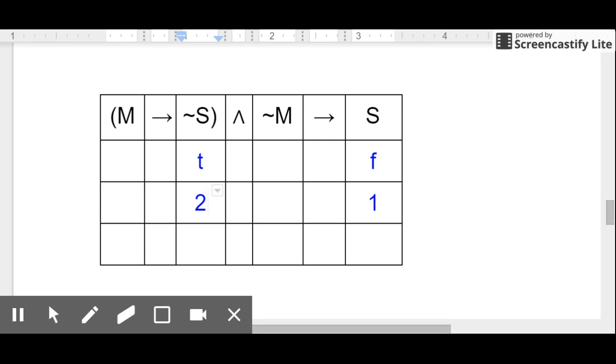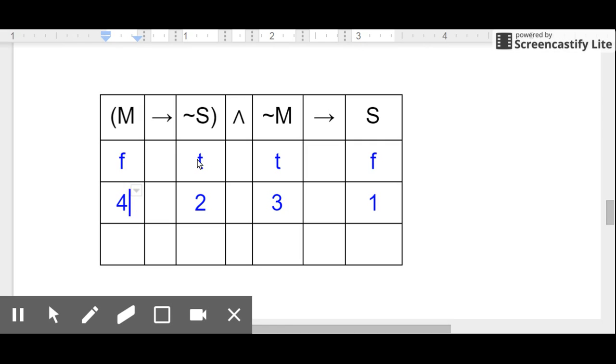Now, in order to make this be false, everything here has to be true, and then a false. So we will set this to be true. That'll be our third action. If we set this to be true, this is not M. That means that M must be false. Fourth action.